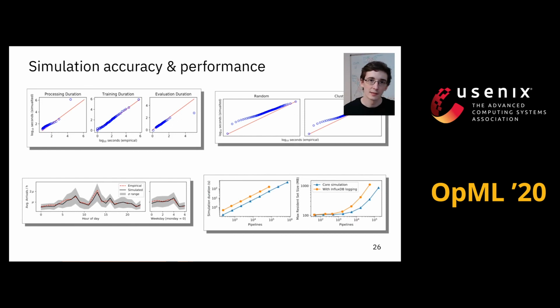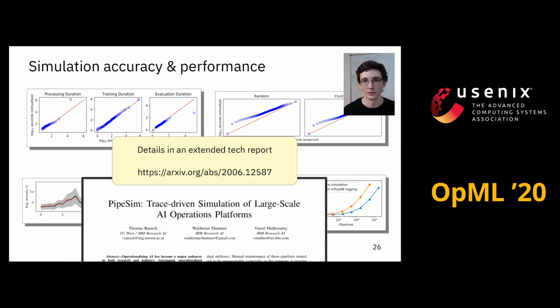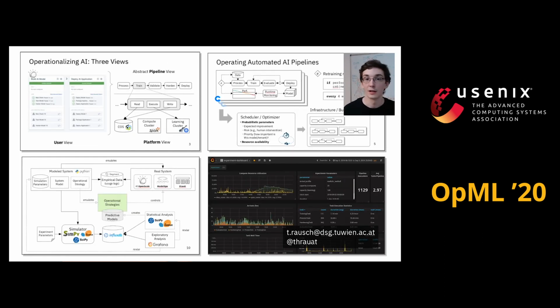We investigated the accuracy and performance of our simulation and did some experiments. We've reported the results in a tech report that we recently published on arXiv. So to conclude, we argue that AIOps platforms can benefit from improved scheduling of automated AI pipelines, which will be a significant portion of cloud infrastructure workload. With a good system model that generalizes, the community can start developing these operational mechanisms, and using a simulation framework, we can test and validate these mechanisms with different system parameters.